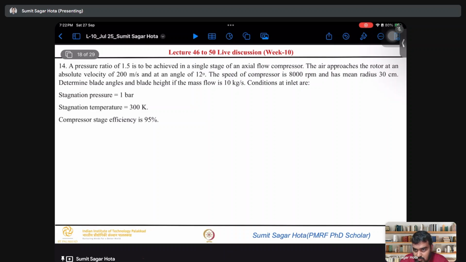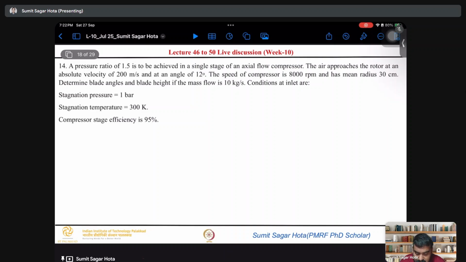Okay, so the question is: a pressure ratio of 1.5 is to be achieved in a single stage of an axial flow compressor. The air approaches the rotor at an absolute velocity of 200 meter per second at an angle of 12 degree. The speed of the compressor is 8000 rpm and it has a mean radius of 30 centimeter. Determine the blade angles and blade height if the mass flow is 10 kg per second. The stagnation pressure is 1 bar, stagnation temperature is 300 Kelvin, and compressor stage efficiency is 95%.